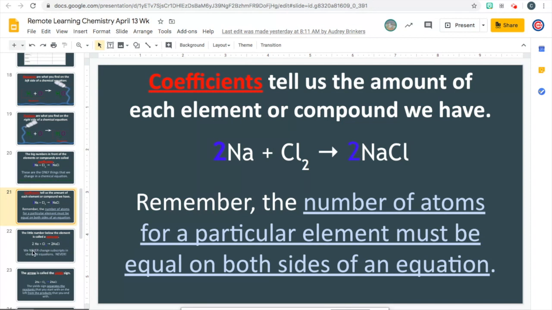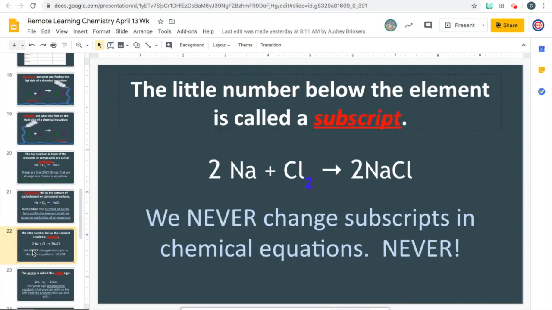The next definition that we're working with is a subscript. The little number below the element is called a subscript. Think of sub as small. You see here we're working with that same equation, and for chlorine, we have a tiny 2 under the chlorine. That is going to be our subscript.